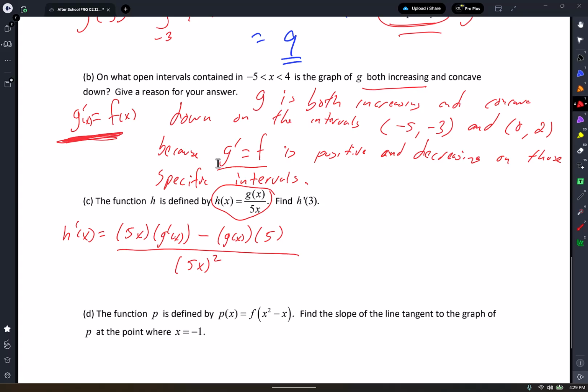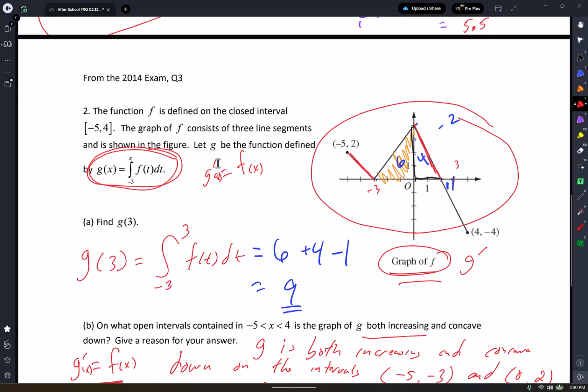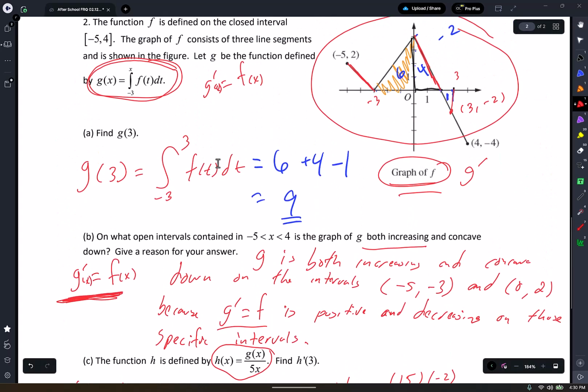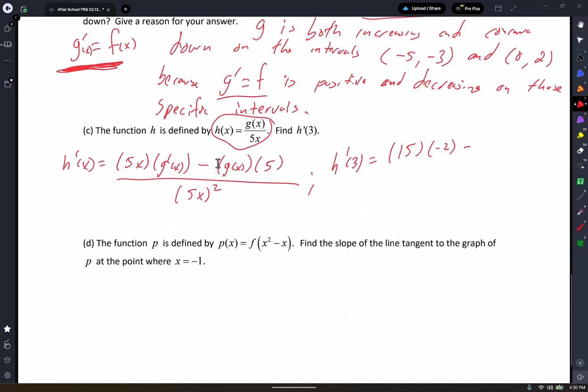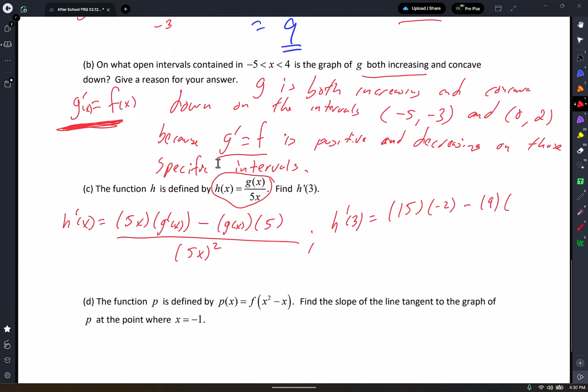All right, let's just plug in a 3. H prime of 3 equals 5 times 3 is 15. G prime of 3, we already got that. Well, I think we do. Yeah, we got it right here. G prime of 3, this is g prime of 3. So 3 comma negative 2. G prime of 3 is negative 2. I think so. Yeah. Minus g of 3, and g of 3, we got it over here, is 9 times 5. All over, what's 5 times 3 is 15, 15 squared?